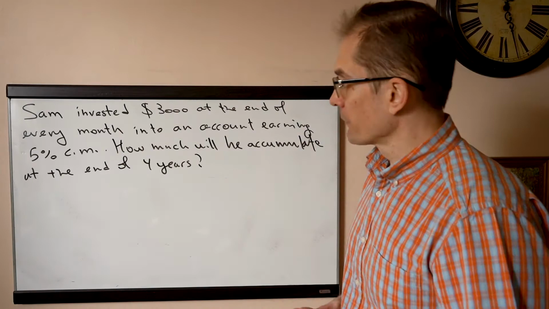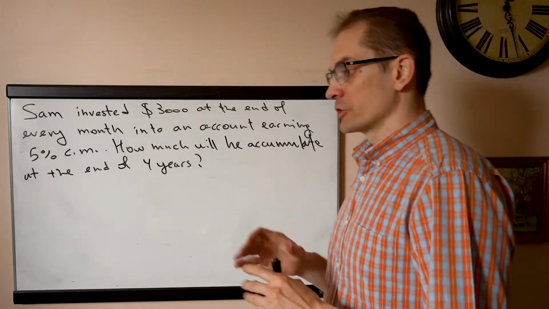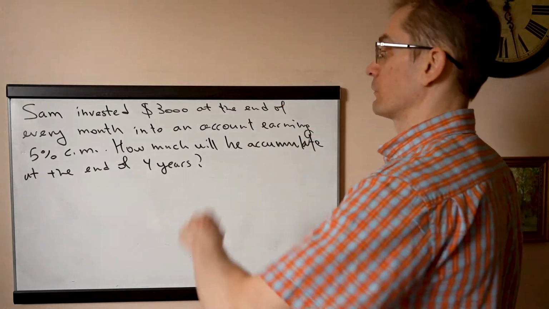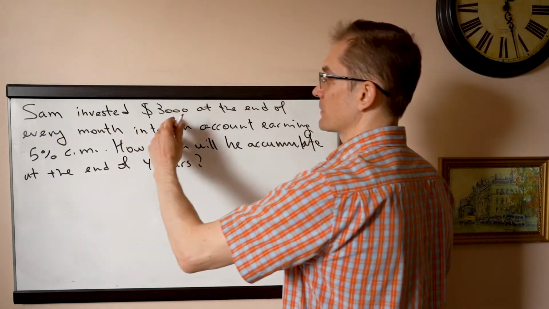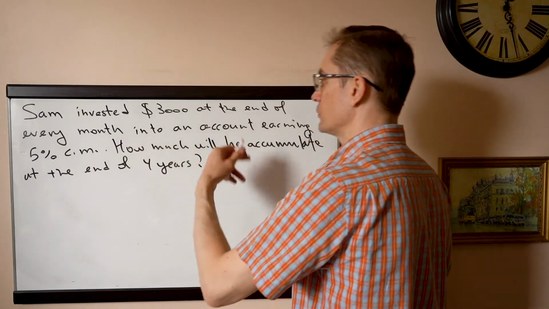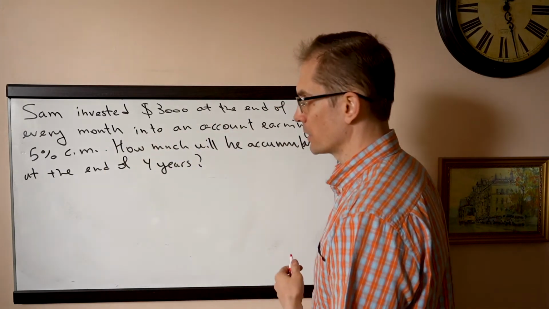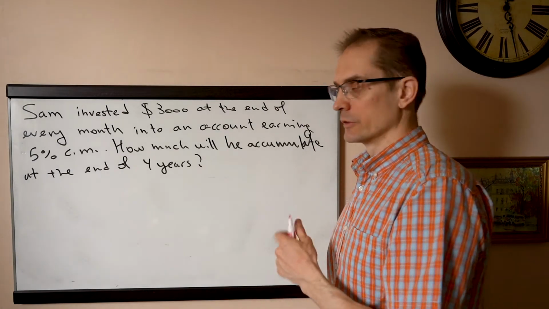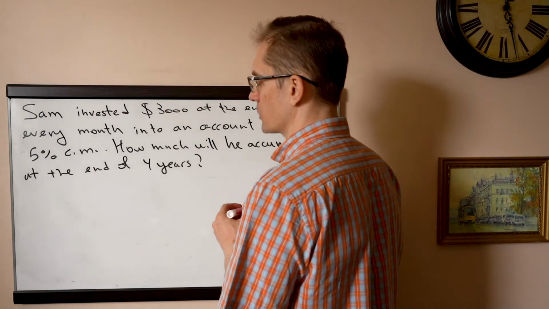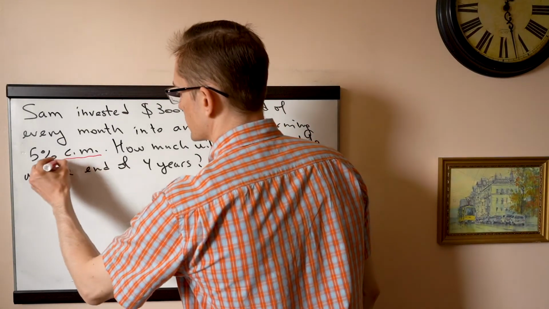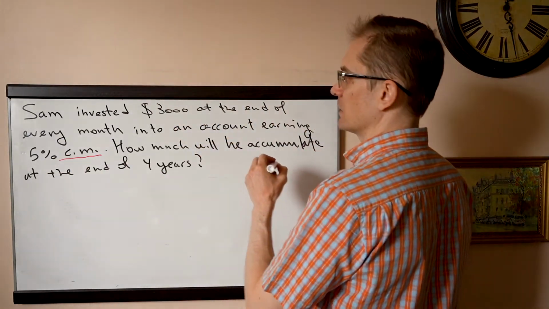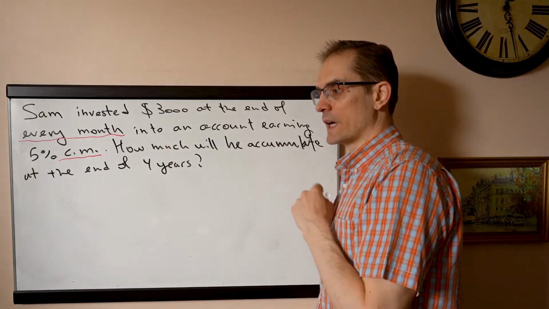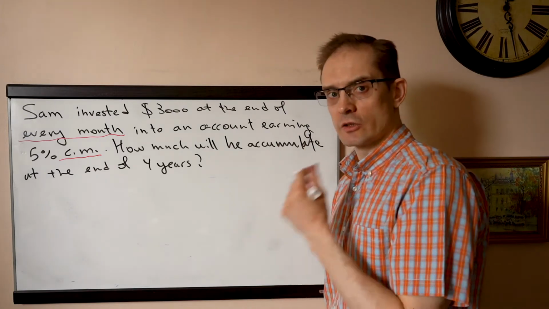Okay, so look, this annuity is of course not general. That's a simple annuity. Why? Well, first let me read this again. So Sam invested $3,000 at the end of every month into an account earning 5% compounded monthly. How much will he accumulate at the end of 4 years? So you see, this annuity is of course simple. Why? Because the rate is compounded monthly and the investment is made at the end of every month, right? So that's a simple annuity, not a general annuity.